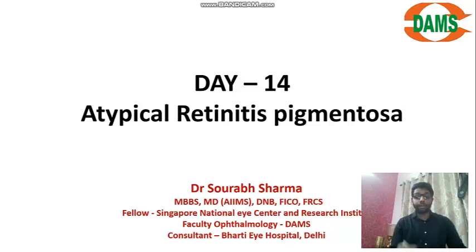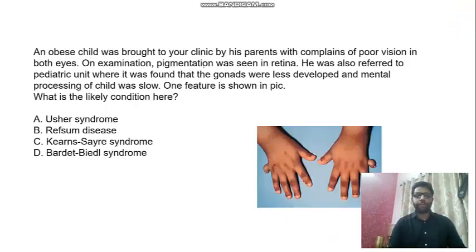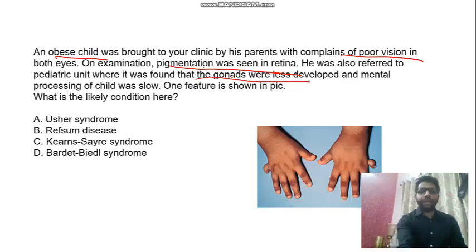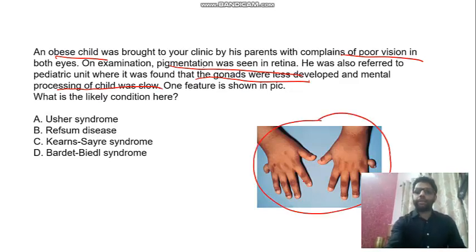So we'll talk about some points regarding atypical retinitis pigmentosa today. The question which I gave you was an obese child. Okay, that was a point to be noted. The child was brought to the clinic by the parents with complaint of poor vision, and the retina has some pigmentations. He was also referred to the pediatric unit, in which they found that there was hypogonadism and mental retardation, mental processing was also slow. And the child has this. What is this? Polydactyly, multiple fingers.